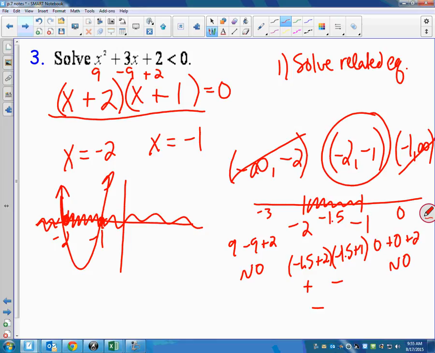So that's why I'm showing you this, because I think memorizing the rules is sometimes a little bit crazy. And it only works for quadratics. It doesn't work for third degree or fourth degree, which we're going to get into very quickly.